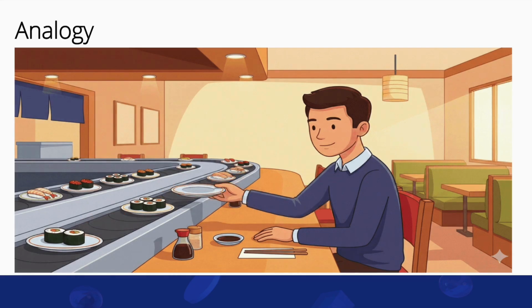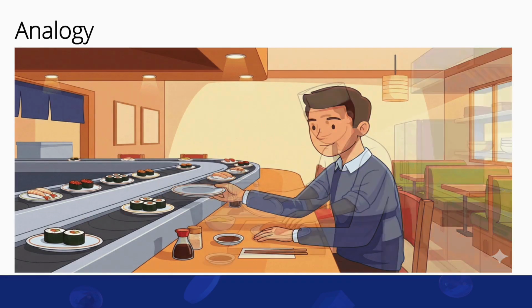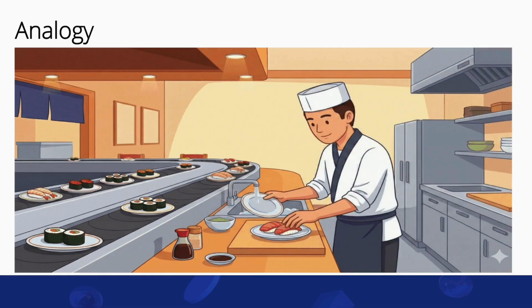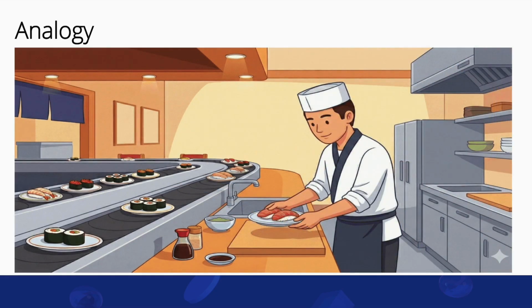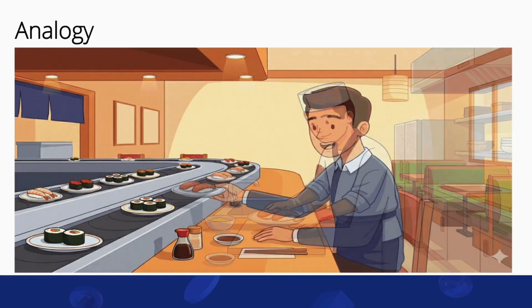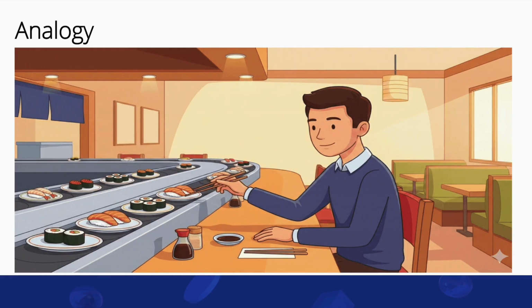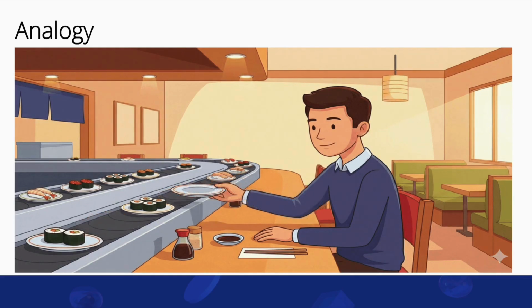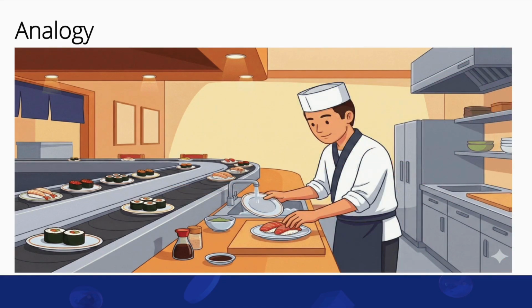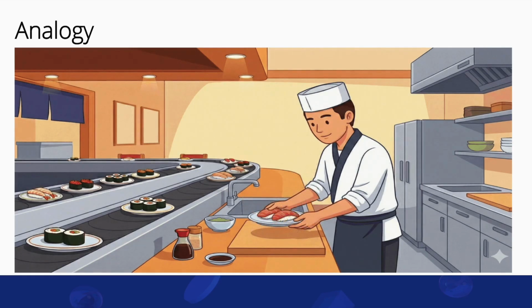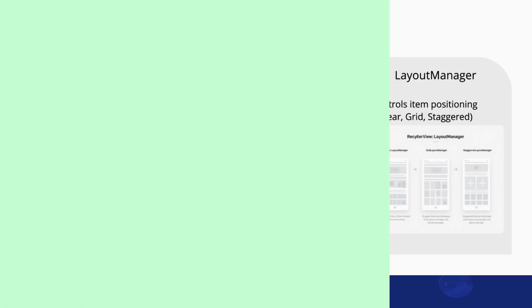As you scroll, views going off screen are like empty plates. RecyclerView washes them, fills them with new data, and sends them back. Same plates, different sushi, same views, different data. That's why it's so efficient. You're reusing what you have instead of constantly creating and destroying objects.